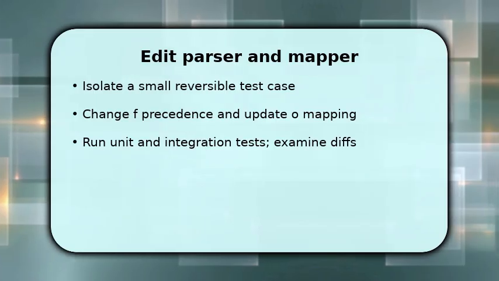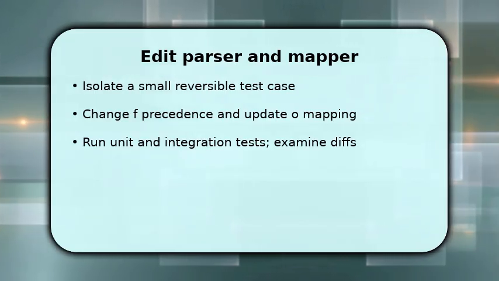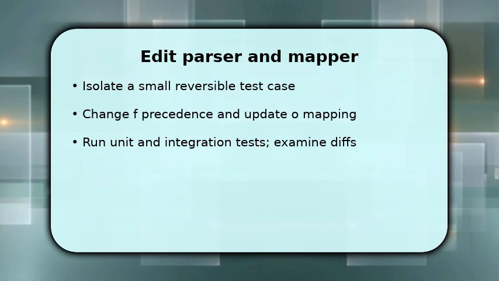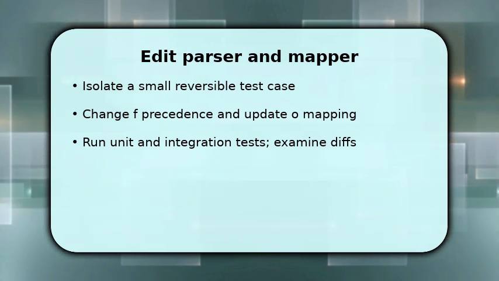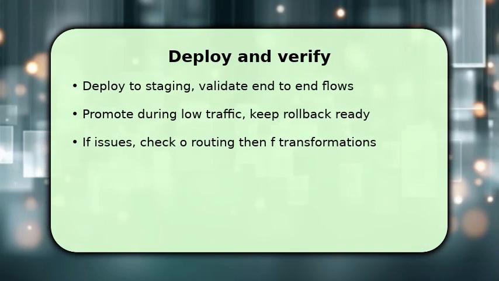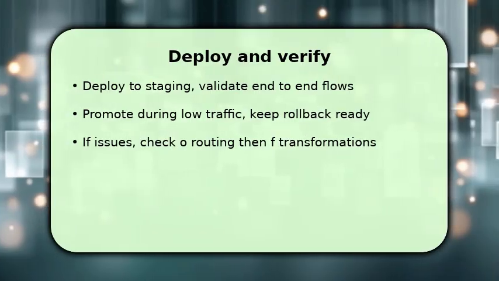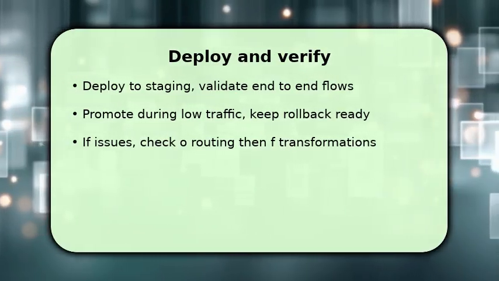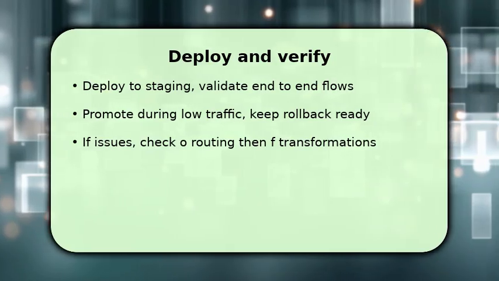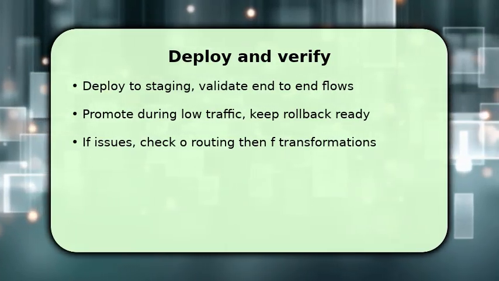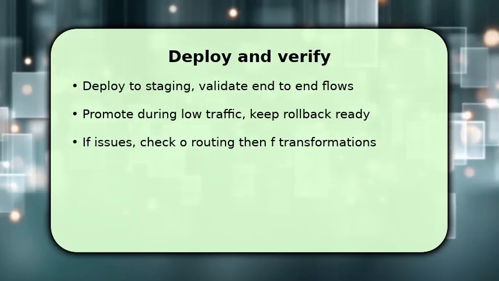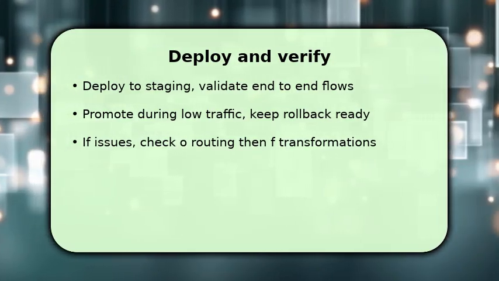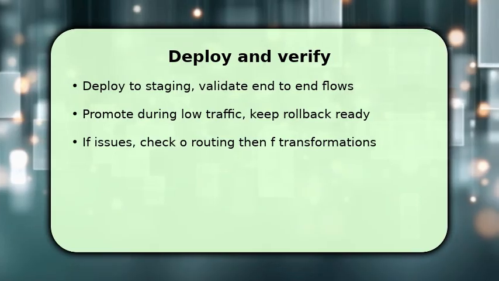Make sure to adjust timeout and buffer values when O aggregates streams, because timing affects ordering and can hide subtle bugs. Finish by deploying F and O adjustments to a staging environment and validating end-to-end flows. Deploy small increments, monitor metrics, and confirm consumers receive the expected formatted payloads. Once stable, promote to production during a low-traffic window and keep rollback steps ready.